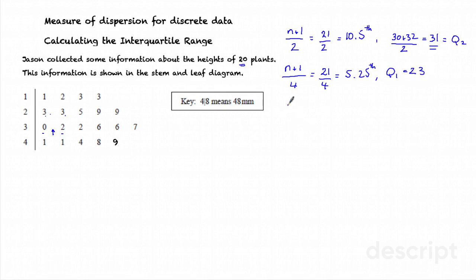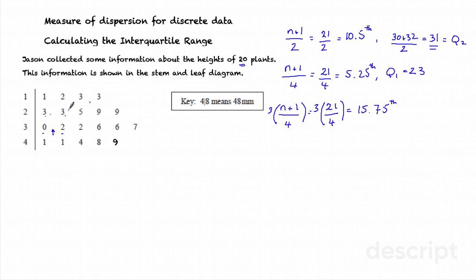Moving along then to Q3, my upper quartile. Again, n plus 1 divided by 4 give me quarters, and I need 3/4 of the way along. 21 divided by 4, and that needs to be multiplied by 3 to give me the 3/4. So that is 15.75. I need to go along and find the 15.75th value.